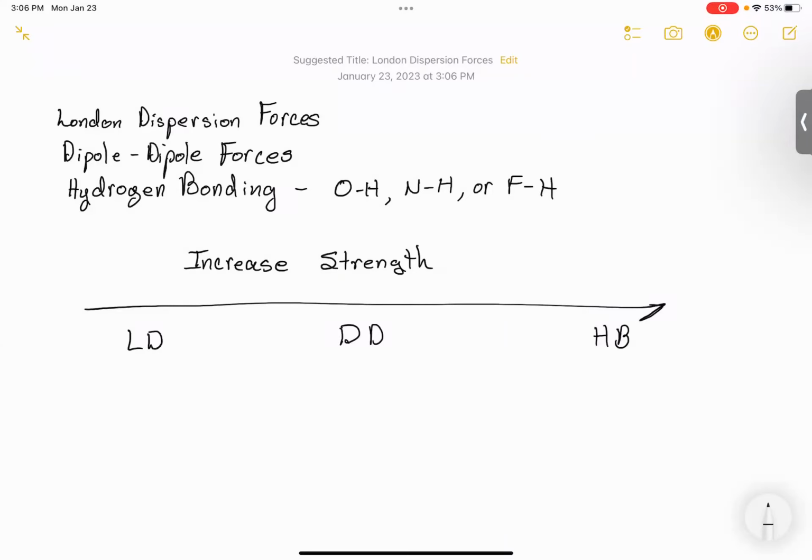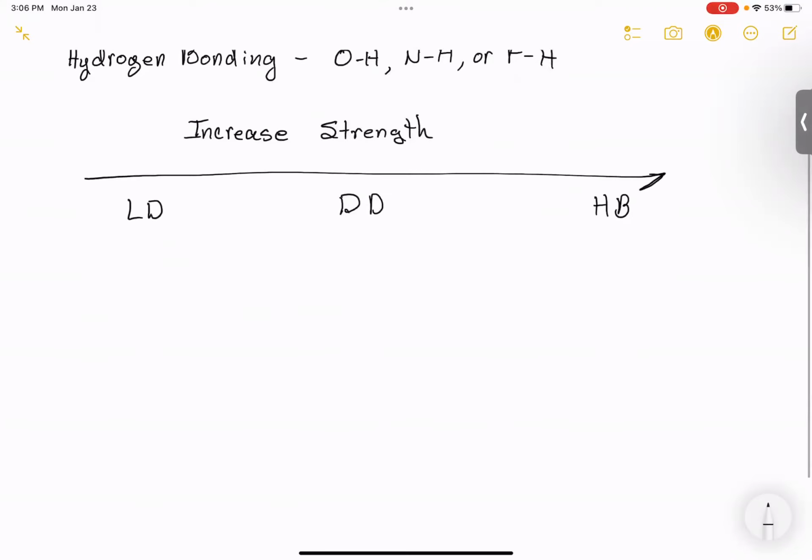Now, folks, I described it as a strength, but really what does that strength mean? That strength means how much energy must be put in to separate two molecules of the same type. The stronger the intermolecular force, the more energy we're going to have to put in to pull those molecules apart. So that's what we mean by strength: how much energy we need to put in to separate two molecules of the same substance. Now, we talked about the impact of those intermolecular forces.